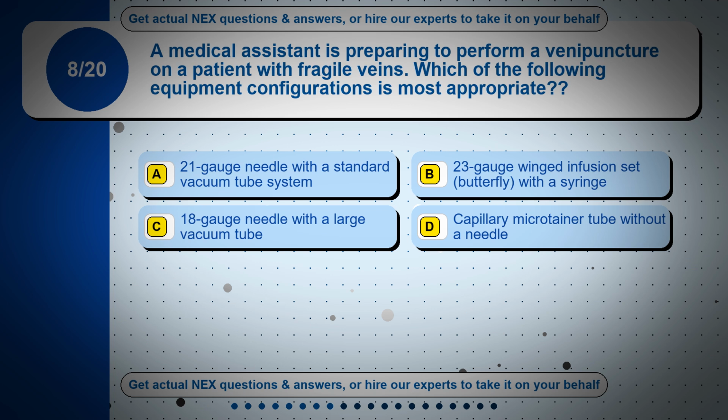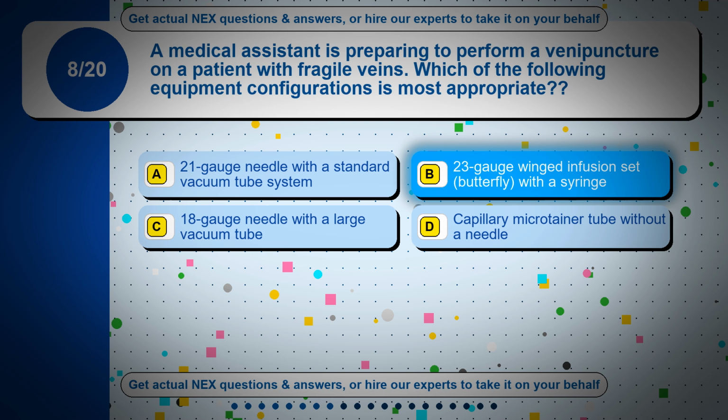Question 8. A medical assistant is preparing to perform a venipuncture on a patient with fragile veins. Which of the following equipment configurations is most appropriate? Option A, 21 gauge needle with a standard vacuum tube system. Option B, 23 gauge winged infusion set, butterfly, with a syringe. Option C, 18 gauge needle with a large vacuum tube. Option D, capillary microtainer tube without a needle. The correct answer is option B.